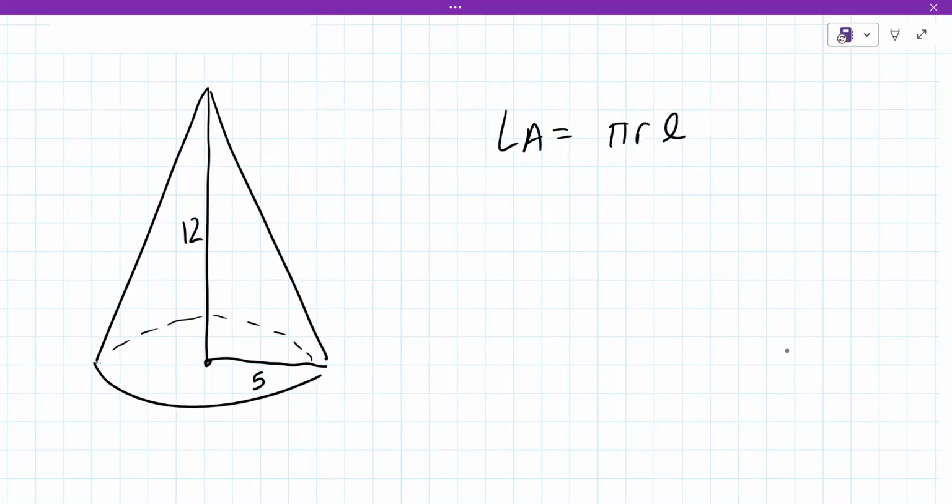pi r L. And you might wonder, well, what is L? L is this thing called the slant height. You might see it as S or something in a different textbook. But to calculate this, we've already done that in earlier problems. I'm going to tell you it's 13. We'll go centimeters here.